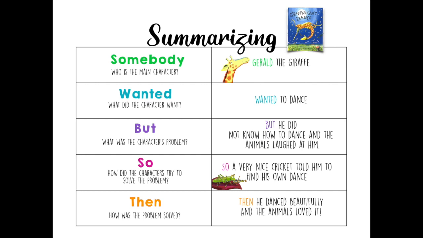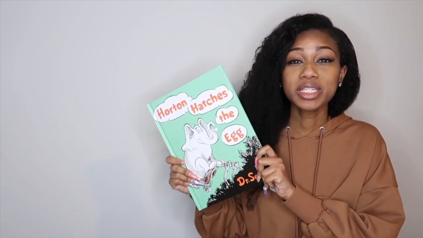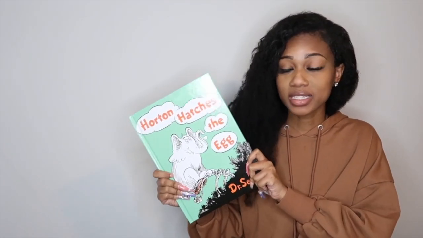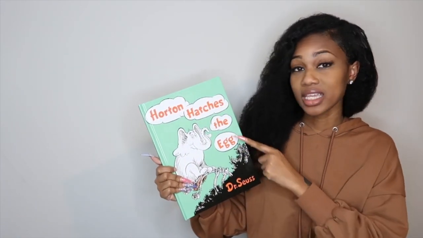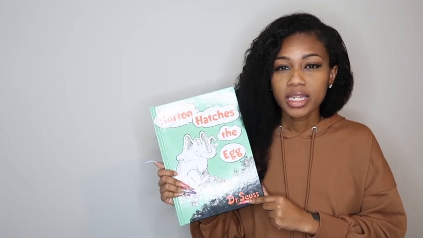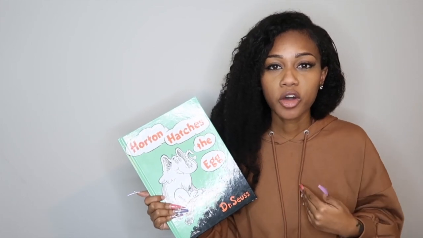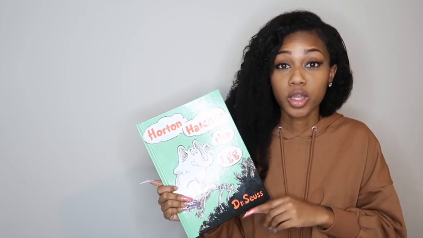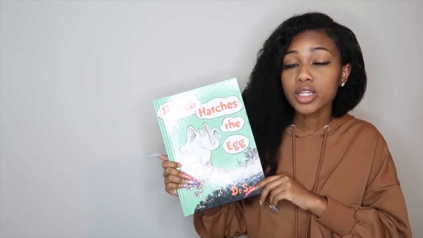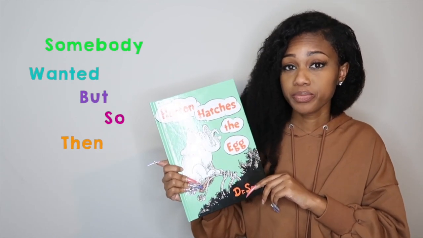Now let's try the same strategy with another book. Okay, boys and girls, today I am going to read you one of my favorite books, and it is Horton Hatches the Egg by Dr. Seuss. Now, as I'm reading, you're going to help me summarize the story. Remember, we can keep in mind somebody wanted but so then.